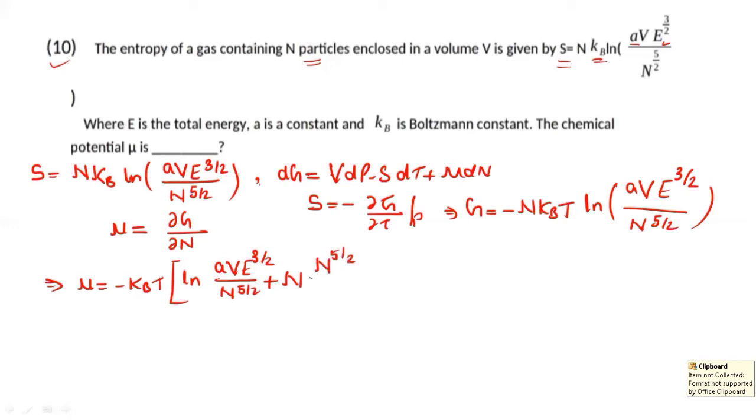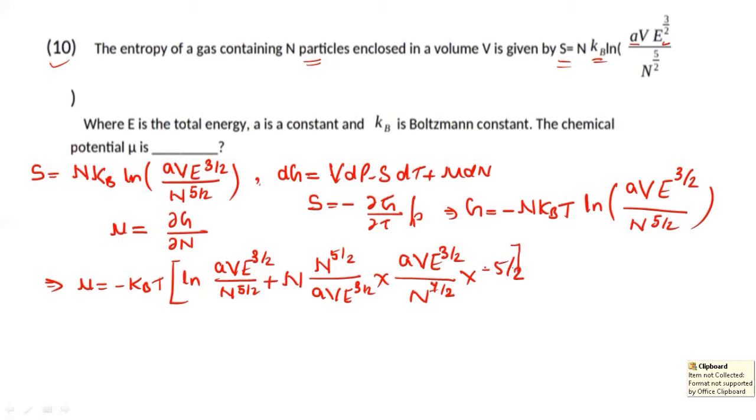It will be N by N to the power 5 by 2 divided by Av e to the power 3 by 2. Again on differentiating, the constant terms Av e to the power 3 by 2 will be as it is. And here you will have minus 5 by 2, and it is N to the power minus 5 by 2 minus 1, that is minus 7 by 2. I am bringing it to the denominator, so it is becoming positive.